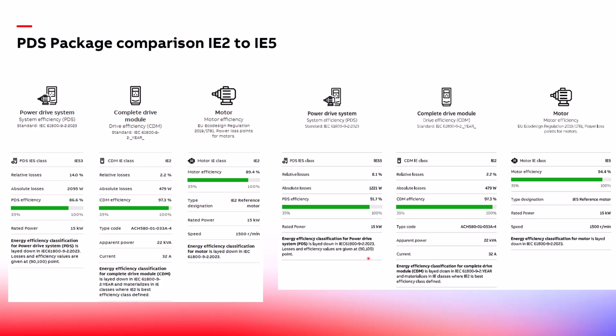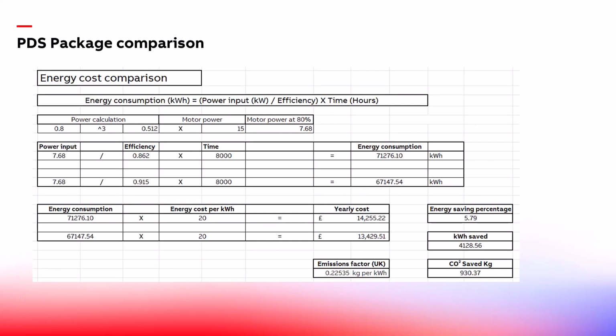Next, we're going to move on to an executive summary in terms of different costs and some real figures. So let's look at a comparison between the two motors. I've put together an Excel sheet to look at the energy cost comparison. At the top there, we've got a calculation to work out the motor power input at 80%. So we've got 0.8 to the power of 3, which is the inverse of the cube, which gives us 0.512.